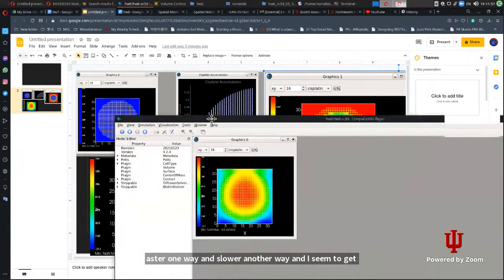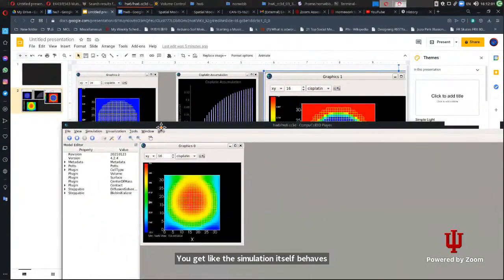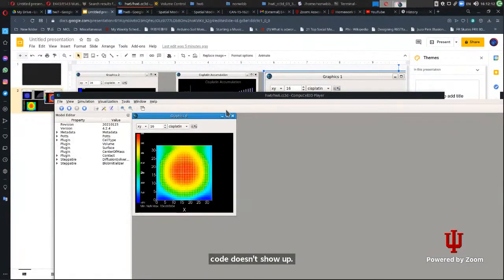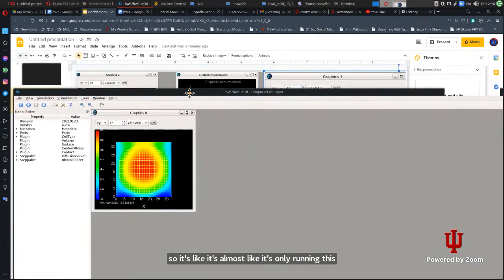You get like the simulation itself behaves differently based on how you execute it? One thing I noticed is that this plot right here, which is in my Python code, doesn't show up whenever I run it just straight from this main window. So it's almost like it's only running the stuff that's in my XML file or something.